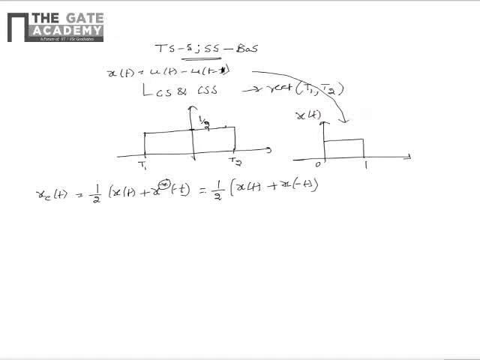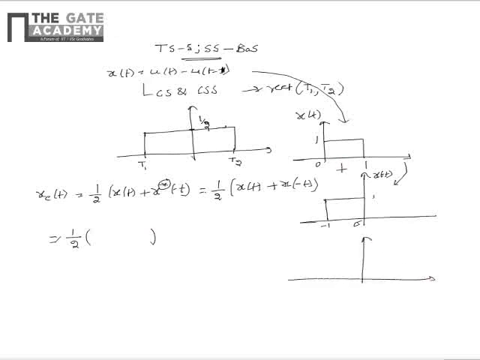So this is the plot of x of t. So from this, the plot of x of minus t can be obtained as shown. That is a pulse in the range of minus 1 to 0. This is obtained by reflecting x of t around t is equal to 0. So from this we see that xe of t can be written as half of x of t plus x of minus t. That is, upon adding these two signals, we see that x of t plus x of minus t is a pulse in the range of minus 1 to 1, and this is of magnitude 1.